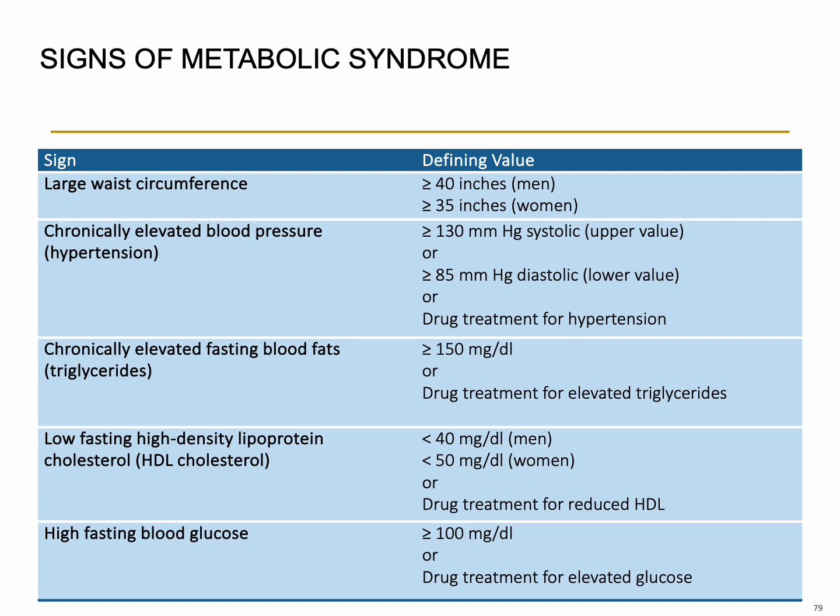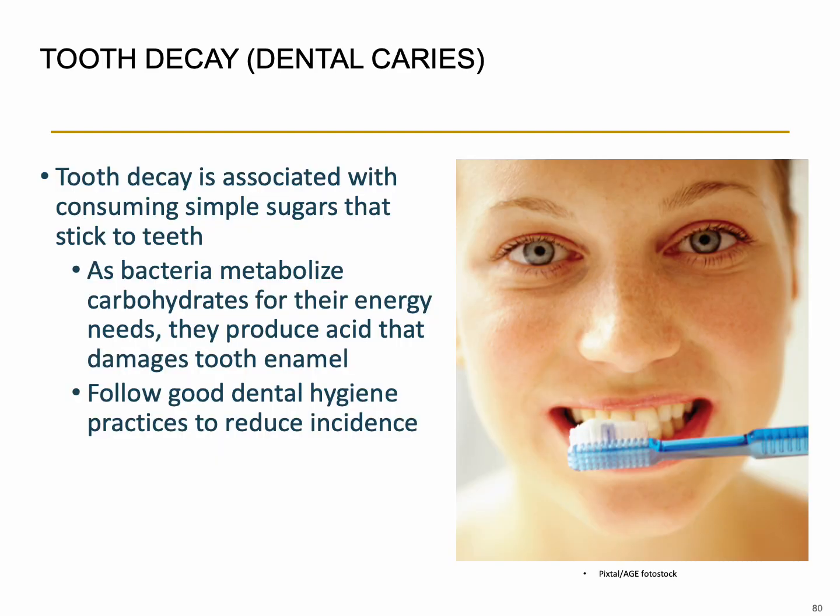Low fasting HDL cholesterol. HDL cholesterol, we'll talk about that more in the fats chapter, but that's the healthy cholesterol. So if that number is low, that's also a bad sign, a part of what metabolic syndrome is, and of course, high fasting blood glucose. So you don't necessarily have to be diabetic, but you have to be in that over 100 milligrams per deciliter, that pre-diabetic category.